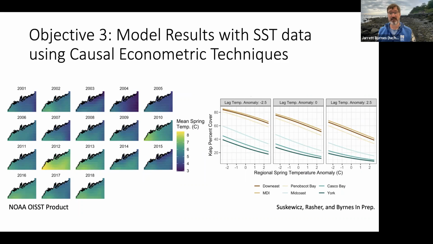Our goal is to then use this data and model it with sea surface temperature as well as other data layers using causal econometric techniques to try and pull out the different drivers of kelp abundance within New England. We may use products such as the NOAA OISST, although really we would like to use more satellite products, particularly those with better resolution. So I think there's some really interesting work to be done here.